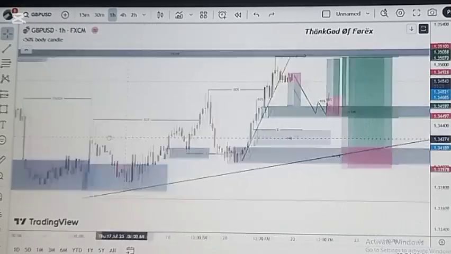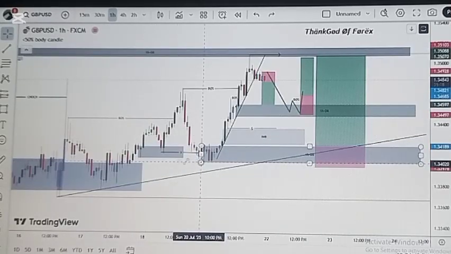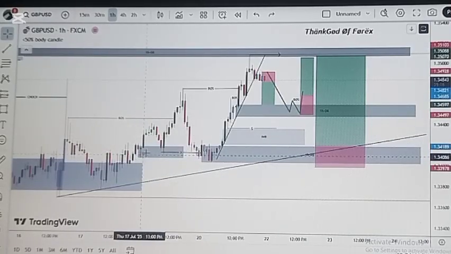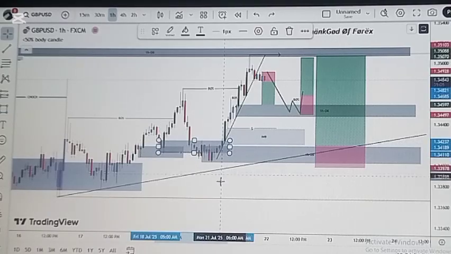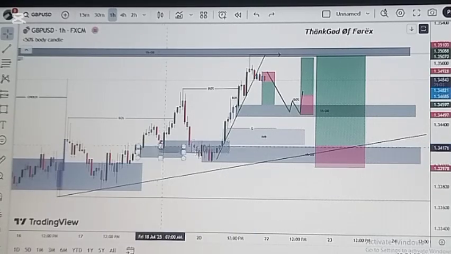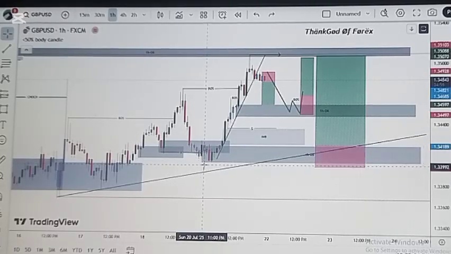Our market came back to sweep past this liquidity, and you can see even in this area we still have a little order block here. Are you seeing it? The market came to take it out. The market took it out, and the market just has to do its thing.